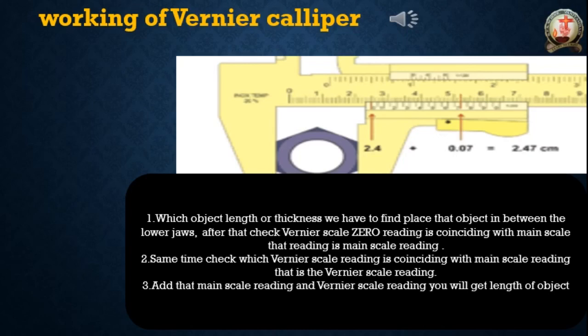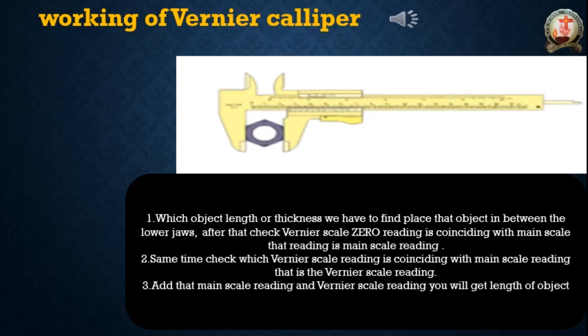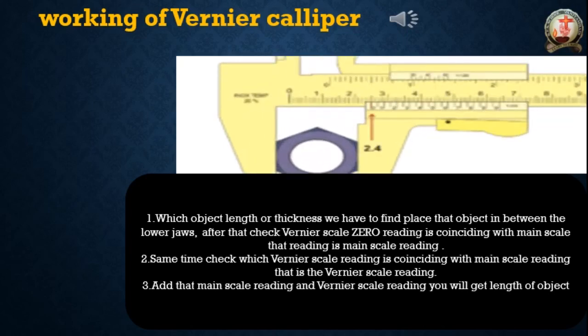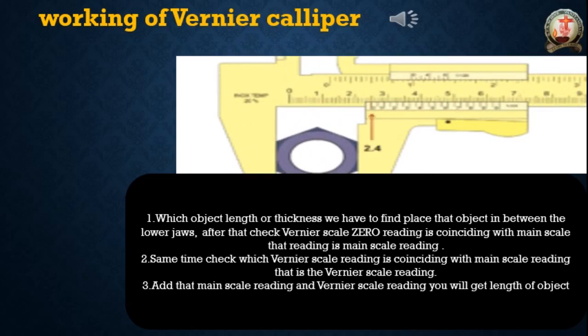Now we will see. The first point is which object length or thickness we have to find, place that object in between the lower jaws. After that, check vernier scale 0 reading is coinciding with the main scale reading. That reading is main scale reading.